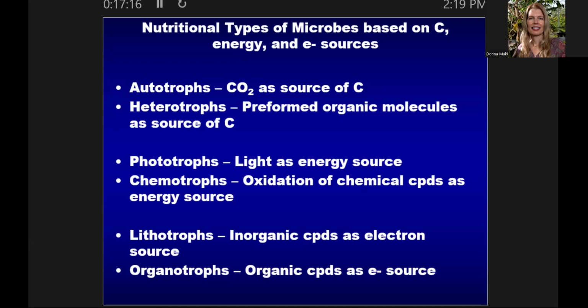So again, memorize these in pairs and understand: how are they getting their carbon? How are they getting their energy? How are they getting their electrons? This is a huge concept, because this covers it all. All microbes fit into these categories somehow. And so now what you can do is start taking these terms and smushing them together. And that's what the next slides are.